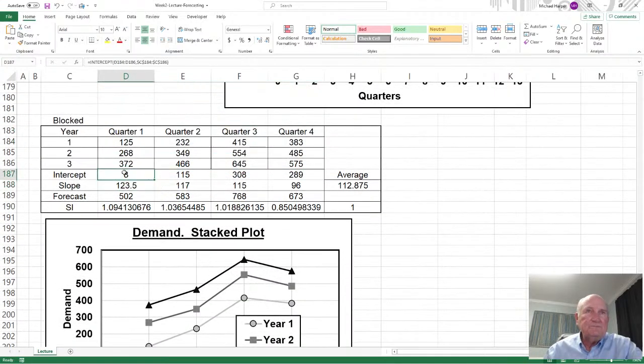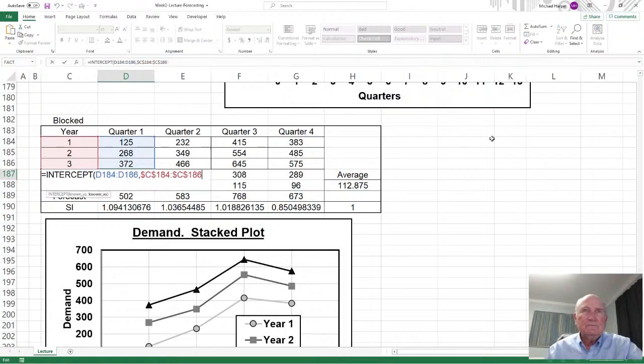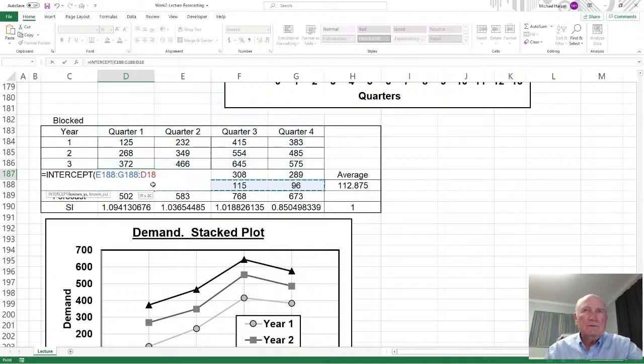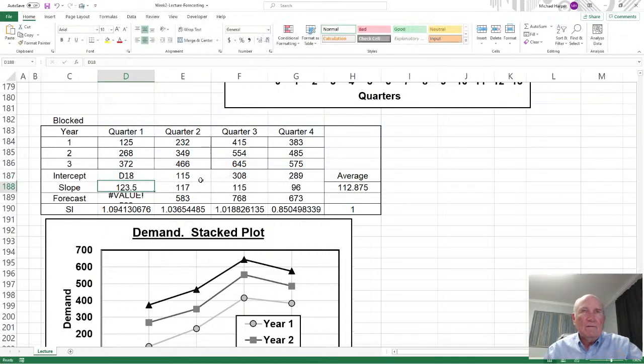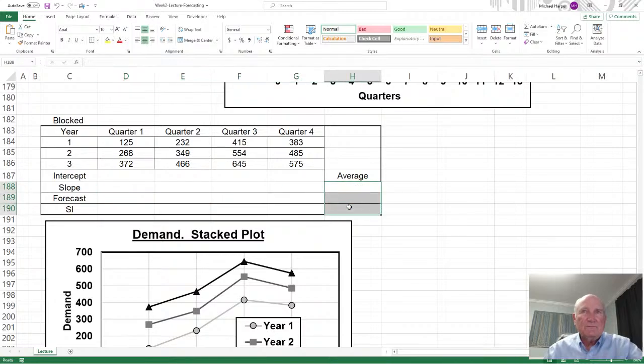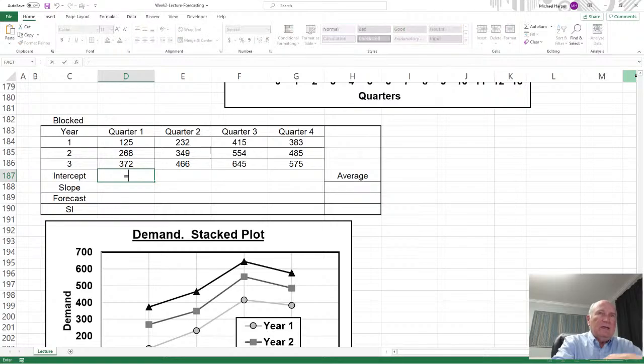So right here, okay, let me just go through each one of these. Let me just take all these out and do the forecast. Let me just do everything and show you how to do this. Okay, first of all, the intercept equals the intercept of my y values, which are these three, 1, 2, 3, comma, and the x values, 1, 2, 3.